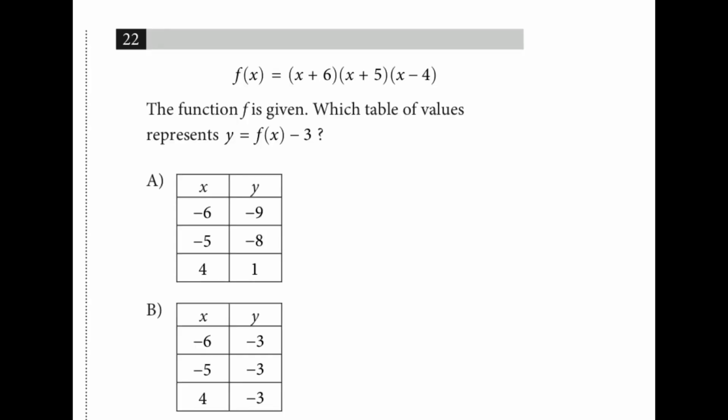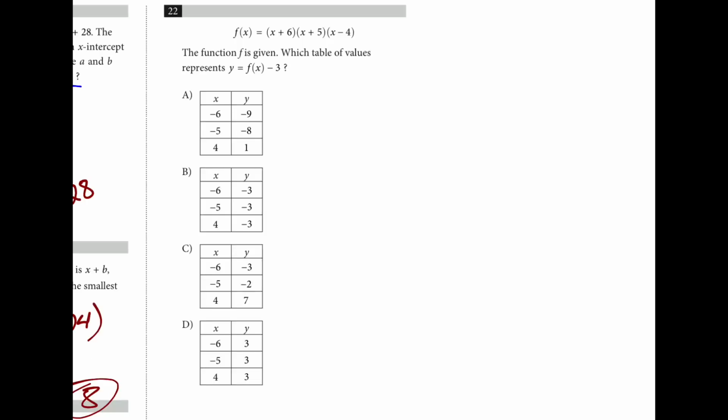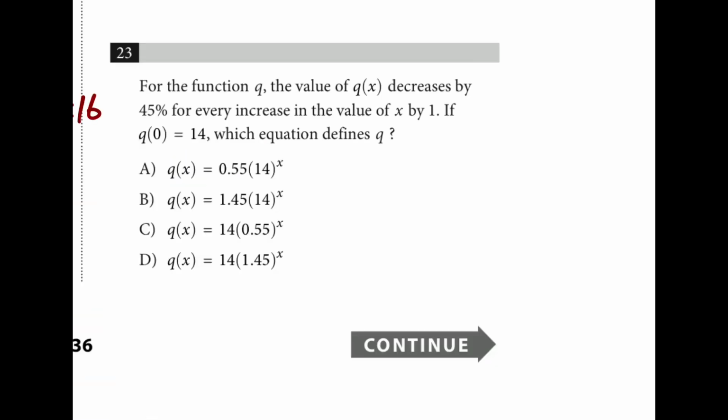Number 22, here's our function, which table of values represents y is equal to f of x minus 3. Well, let's see, if we plug in a negative 6 here, that's going to give us 0. So the y we should get is negative 3, because it's 0 minus 3. That's not negative 3. That's not negative 3. It's either b or c. Let's try the same thing here. If I plug in a negative 5, it should give me 0. So this should be negative 3. This one is not negative 3. The answer is b.